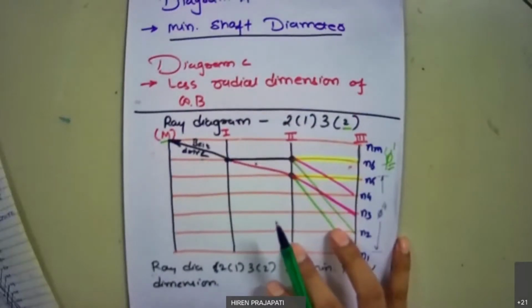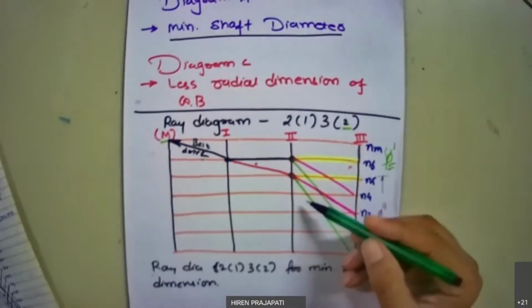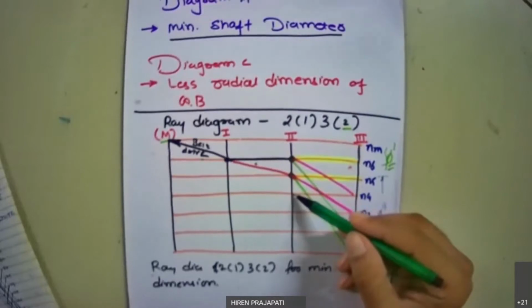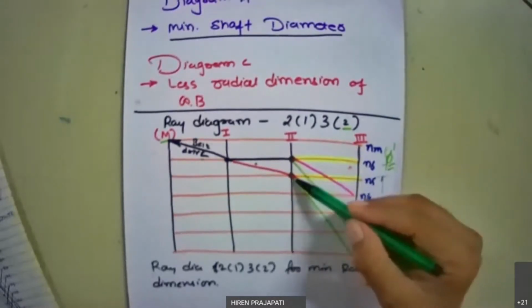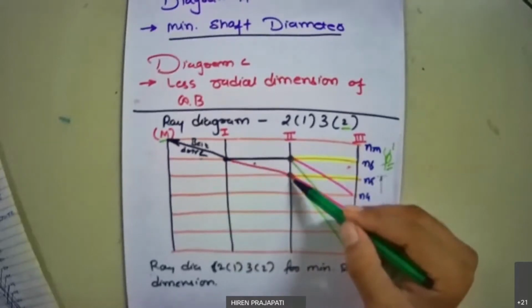So for minimum shaft diameter, we always need to consider the ray diagram which gives us minimum RPM on the shaft as a maximum compared to other ray diagrams, right? So we try to move the lowest node point. These are called the node points, right? So the lowest node point we try to move up.